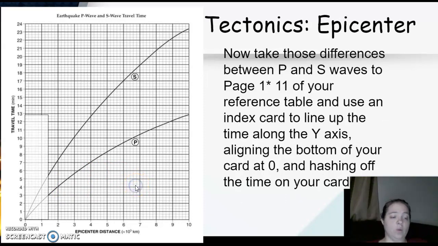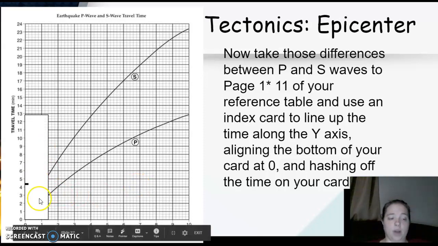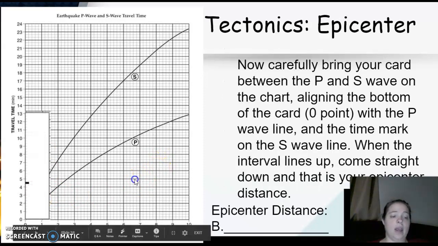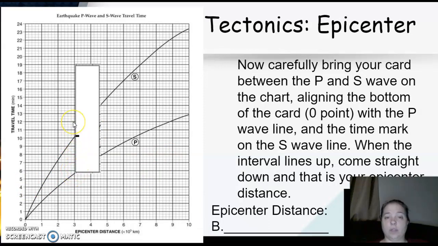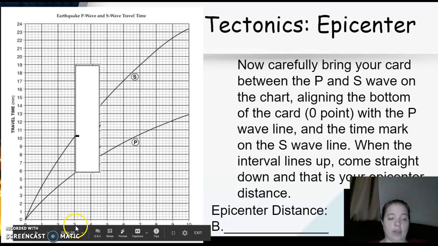All right, so the final one was 4 minutes 20 seconds. I'm going to hash it off, and then I'm going to drag it up along here until I find the 4 minutes 20 seconds. And my epicenter distance, dragging it down, is going to be 3,000 kilometers.